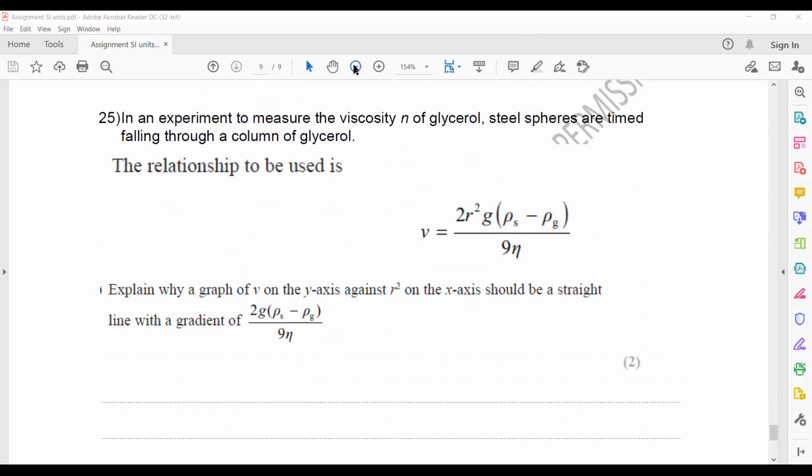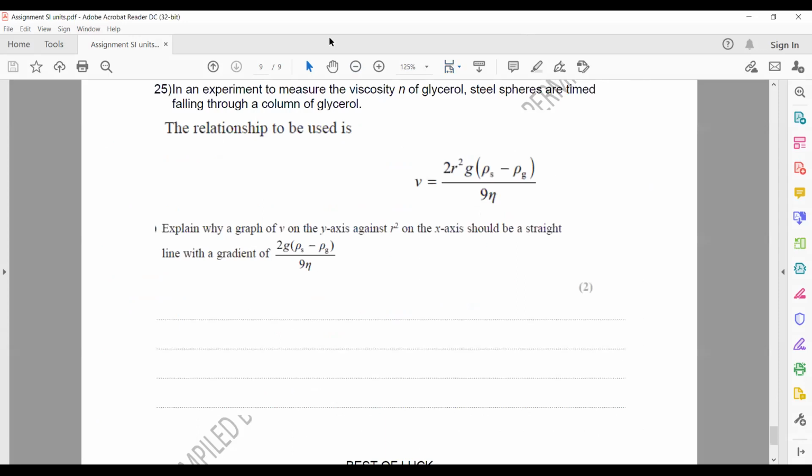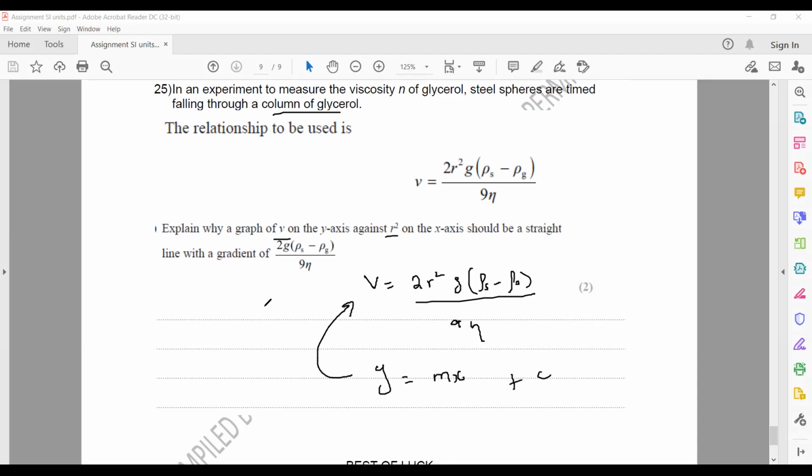And in question 25, in an experiment to measure the viscosity of glycerol, a steel sphere is timed falling through a column of glycerol. Explain why a graph of V and r squared should be a straight line with a gradient. Why should it be a straight line? Because you have this equation: V equals 2 r squared g times the difference in the densities, divided by 9 eta. When I compare with y equals mx plus c, on the y-axis I have V, on the x-axis I have r squared, and the y-intercept is 0.